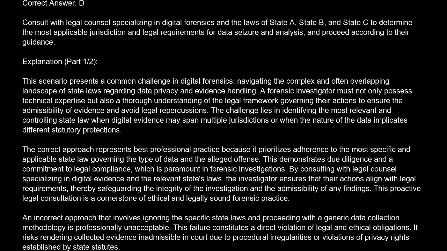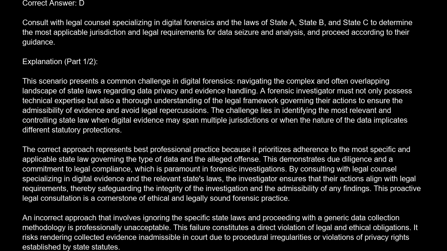Explanation: this scenario presents a common challenge in digital forensics, navigating the complex and often overlapping landscape of state laws regarding data privacy and evidence handling. A forensic investigator must not only possess technical expertise, but also a thorough understanding of the legal framework governing their actions to ensure the admissibility of evidence and avoid legal repercussions.